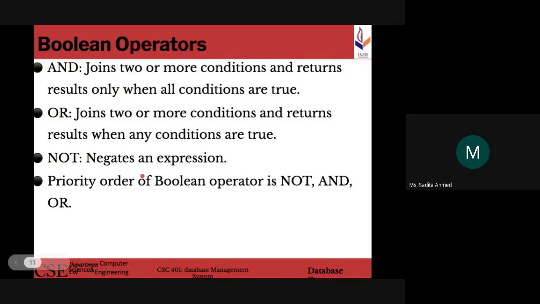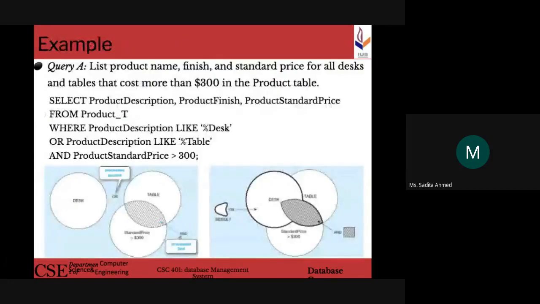Boolean operators, I don't think we need to talk much about it. We've already used them: AND, OR, NOT. But one thing that we need to address nonetheless is the priority of the operators, NOT, AND, OR. First NOT will be executed, then AND, then OR. Why is it important? Because very quickly your query could mean something else and could execute something else other than what was intended. For example, here, we want to display the product name, the product finish, the standard price for all desks and tables that cost more than $300 in the product table.